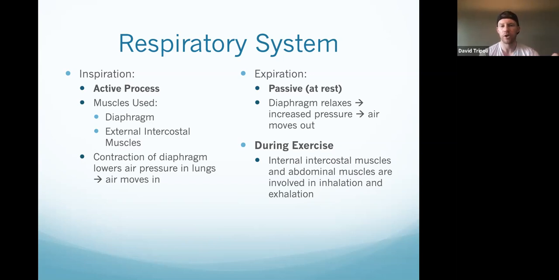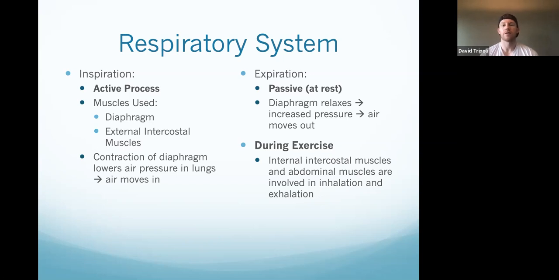And then expiration, when you exhale, is passive at rest. We don't think about it while we're sleeping, so it's automatic. The diaphragm relaxes, it increases the pressure, and that leads to air moving out. During exercise, the internal intercostal muscles and abdominal muscles are involved. So while you're exercising, you're definitely using more muscle to get more oxygen in, versus the passiveness of rest. Your body says, I need more oxygen, so I'm going to use my muscles to help improve that inspiration and expiration.